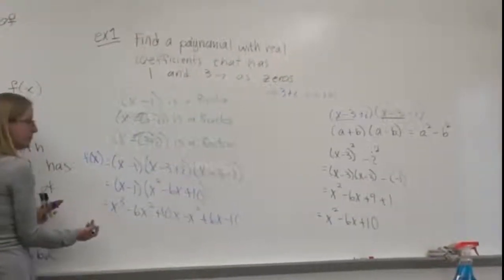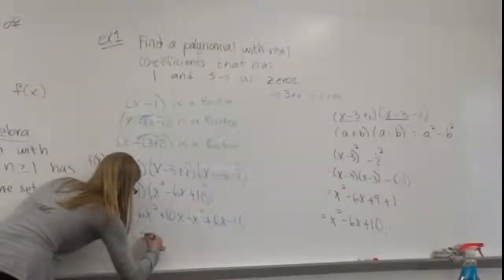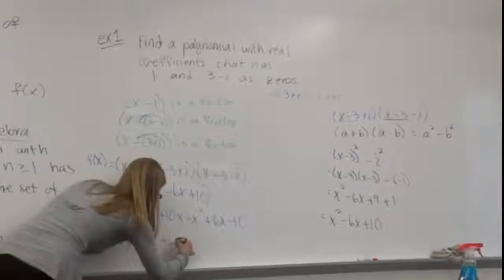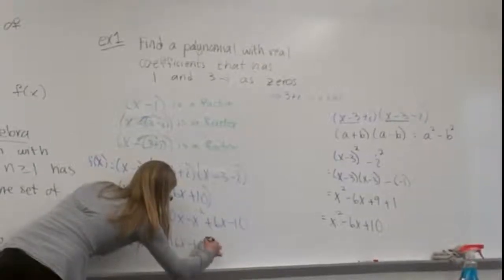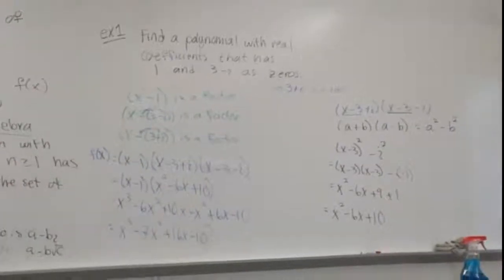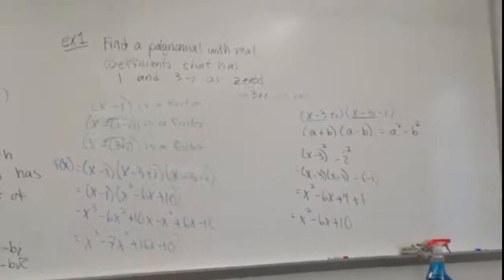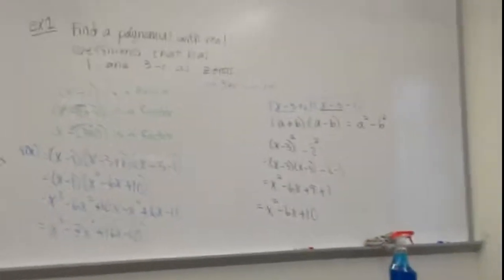Okay. Could I combine some like terms? Yeah. So what is this? x cubed minus 7x squared plus 16x minus 10. So I found a polynomial with real coefficients that has 1 and 3 minus i as zeros. It also has 3 plus i as a zero.